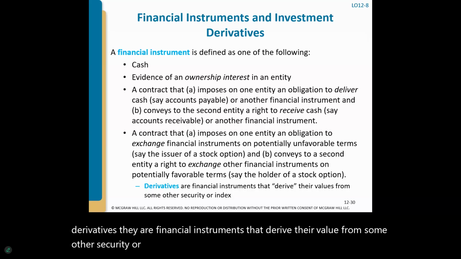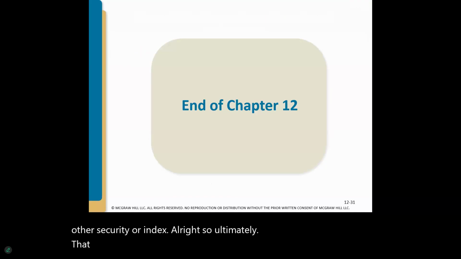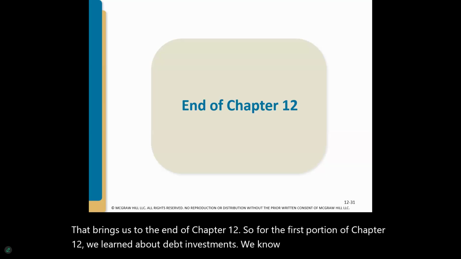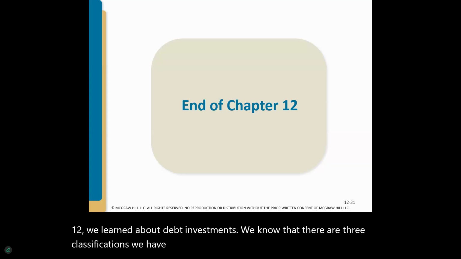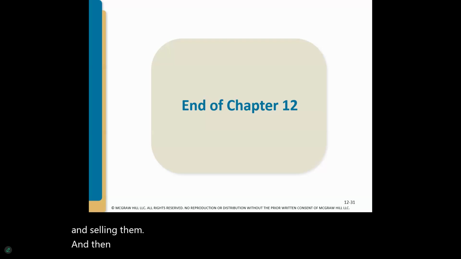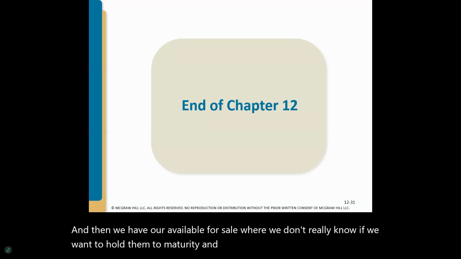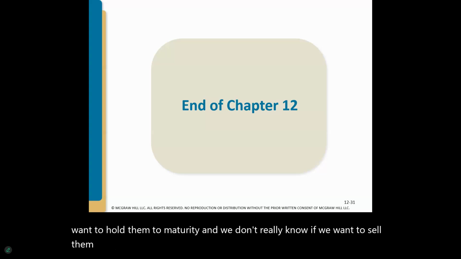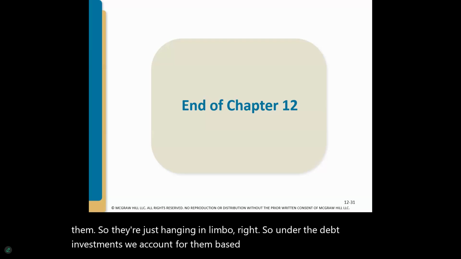All right, so ultimately, that brings us to the end of chapter 12. So for the first portion of chapter 12, we learned about debt investments. We know that there are three classifications. We have held to maturity. The corporation has the intent to hold the bond until it matures. Trading securities, they are actively buying and selling them. And then we have our available for sale, where we don't really know if we want to hold them to maturity, and we don't really know if we want to sell them. So they're just hanging in limbo, right? So under the debt investments, we account for them based on the classification.